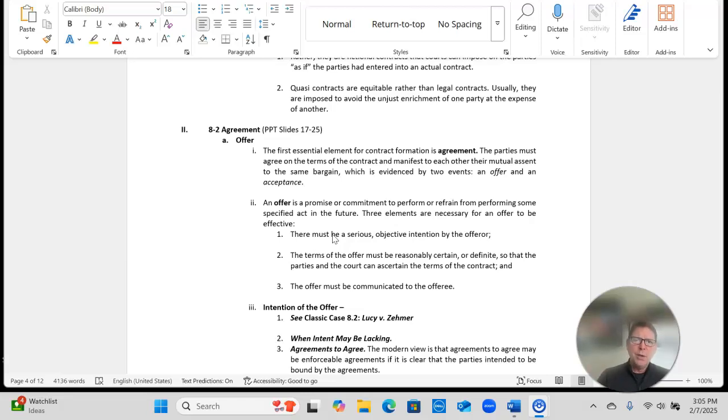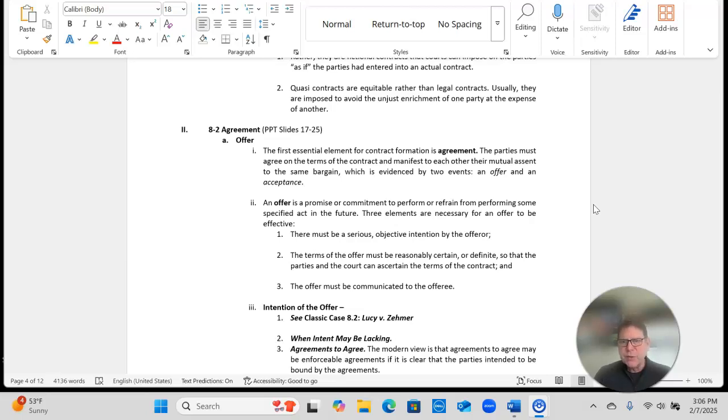So when we go through this objective analysis, Lucy v. Zehmer, the objective theory of contracts, when we look at serious present manifestation, and other such things, we realize we shouldn't allow these kinds of vague advertisements to rise to the level of an offer capable of being accepted.